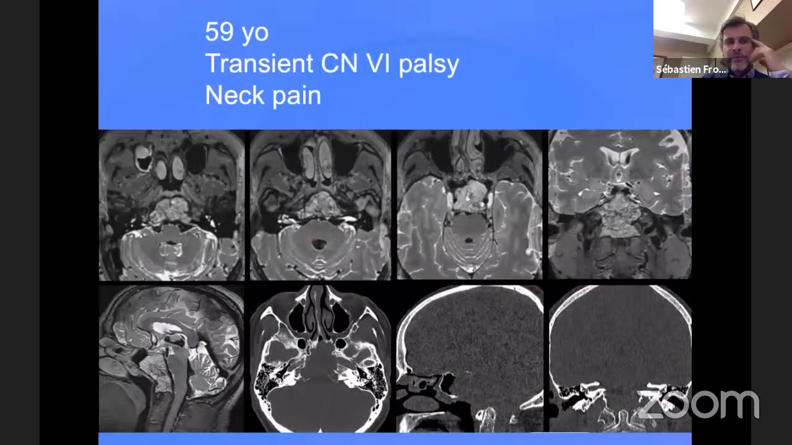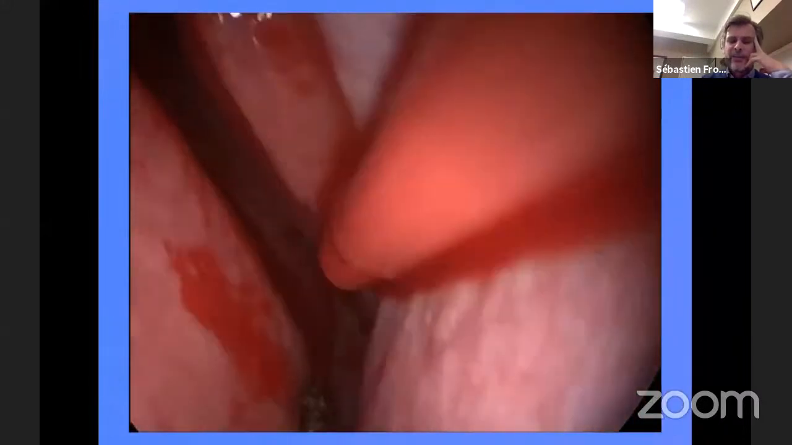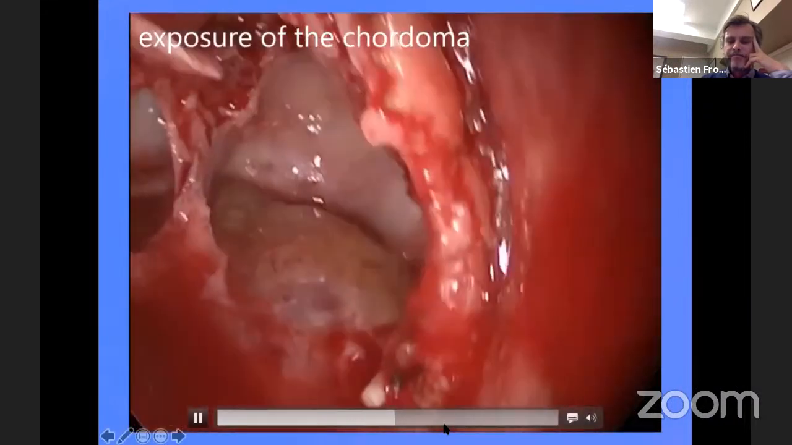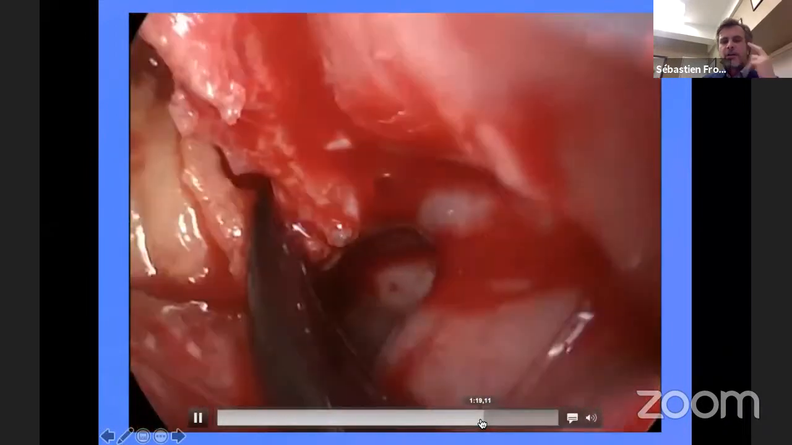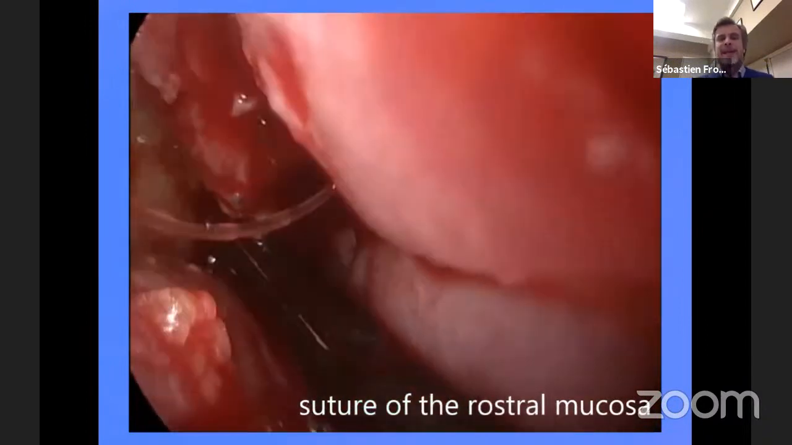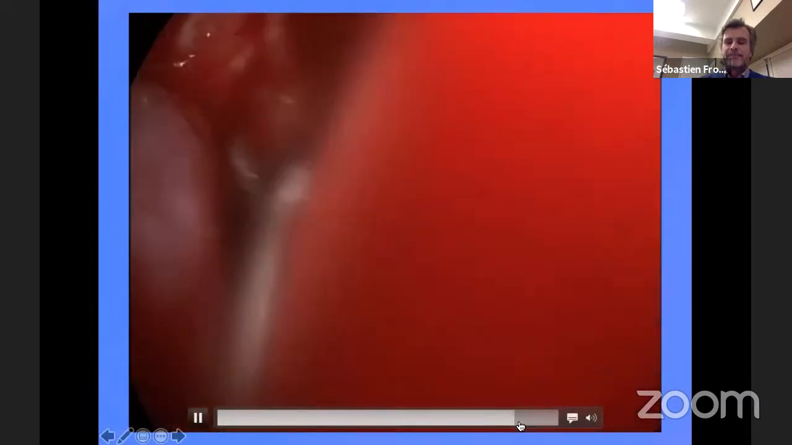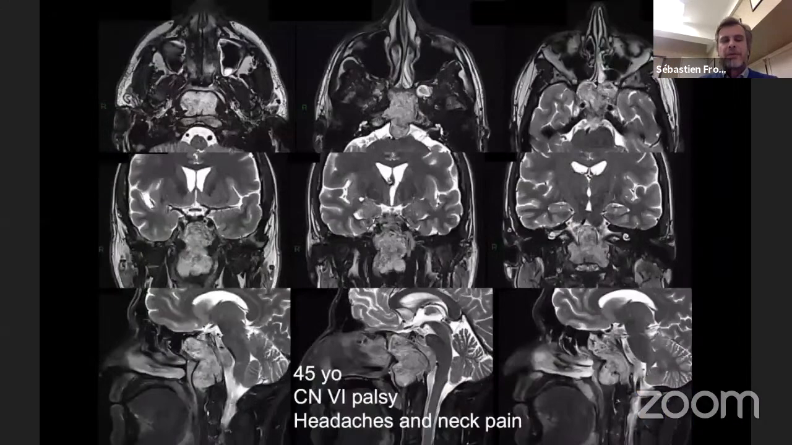This is another case, 59 years old, sixth nerve palsy, similar tumor of the clivus. I skipped the video because I am a bit late, but exactly the same technique, resection of the tumor. I go fast at the end to show the stitching. Again, a little bit painful at the beginning, but much easier than stitching the dura mater. This is the post-operative MRI. Endonasal anatomy is very normal.